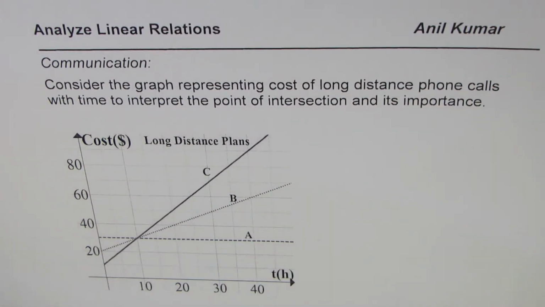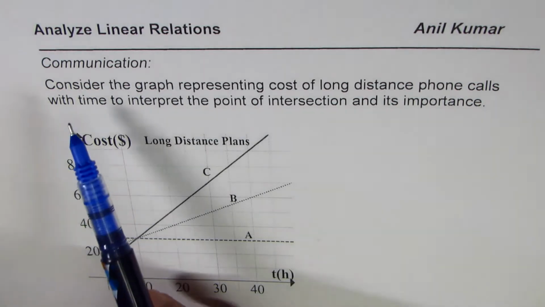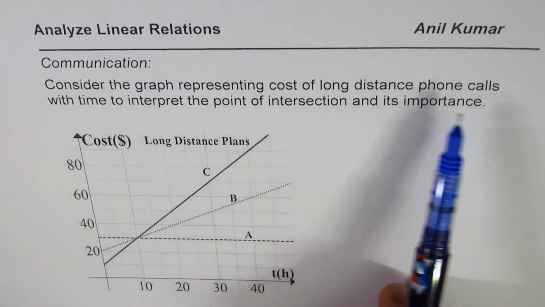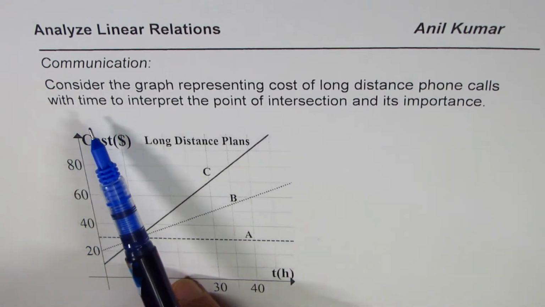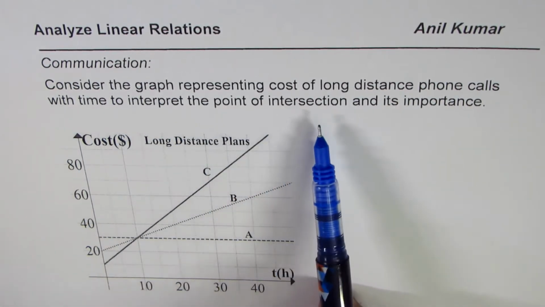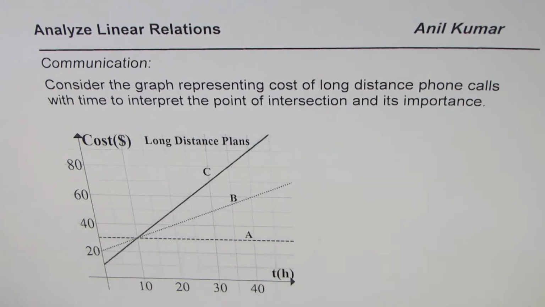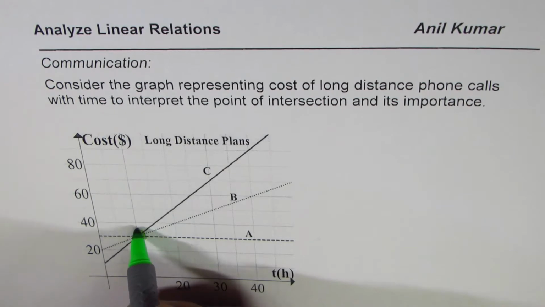I'm Anil Kumar. In this video, we'll try to analyze linear relations and understand or interpret a given graph. This is a communication question, and the question is, consider the graph representing cost of long distance phone calls with time to interpret the point of intersection and its importance. Now, the point of intersection is right there.